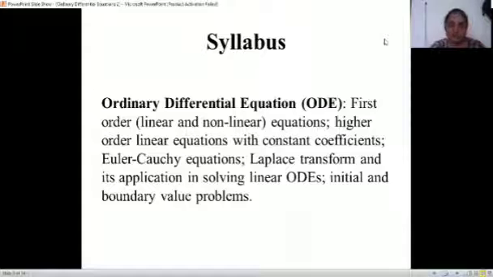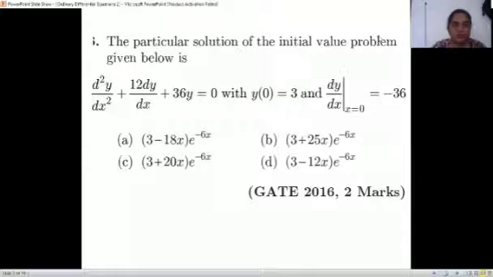As we have already discussed the syllabus, we are not going to go back to it again. So we start directly with the example.